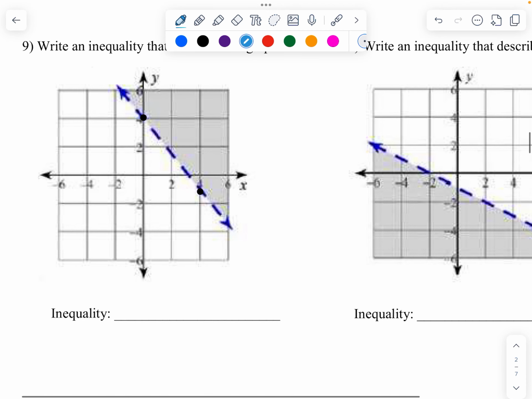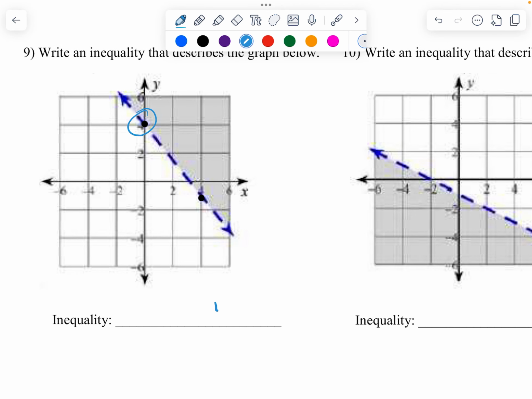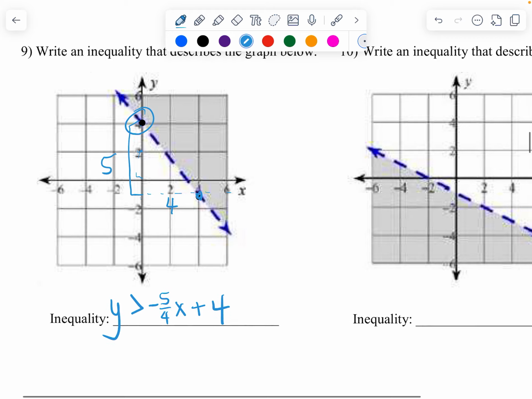This one, write an inequality. Well, my y-intercept is 4. Then my slope, let's see, it's going to come down, and that's probably at 1. So we're going to go down 2, 4, 5. So this right here is 5. We're going to go over 2, 4. So that's going to be negative 5/4 x. Now, is it shaded above that line or below? It's shaded above. So it's going to be y is greater than negative 5/4 x plus 4.